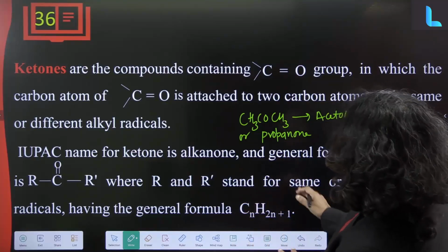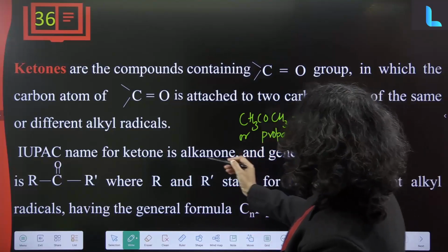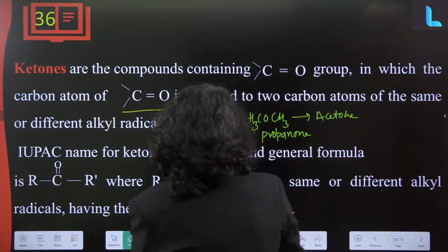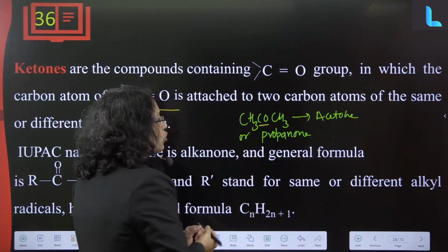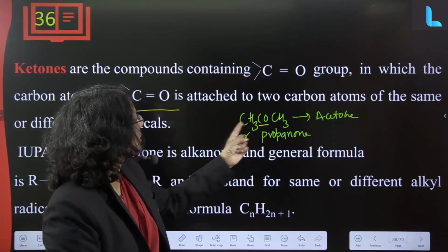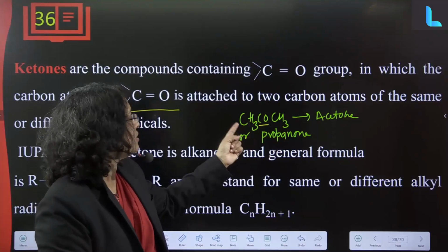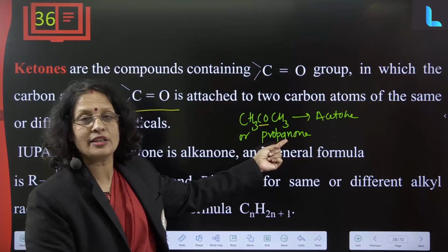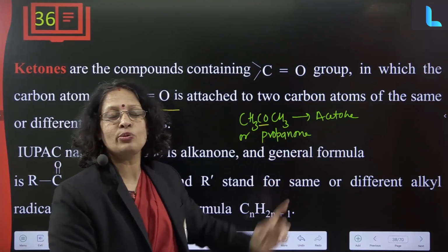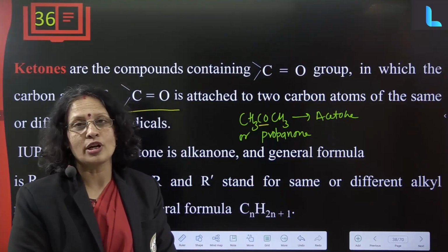Now ketones are compounds containing a C=O group in which the carbon atom is attached to 2 carbon atoms of the same or different alkyl radicals. We can see here the C=O group is present in the middle and it can be attached to 2 same or different groups. Here I have written the same groups only. It can be CH3 and C2H5 also, it can be anything. The common name for this molecule is acetone, which is used as a nail polish remover, a thinner or a solvent.